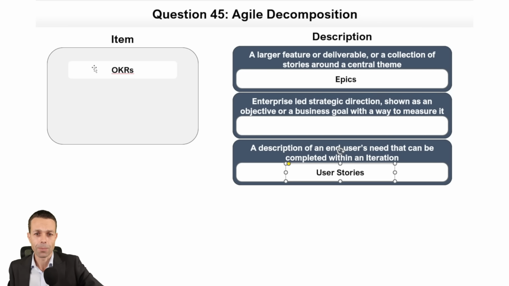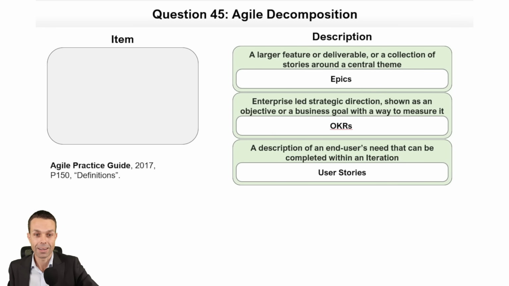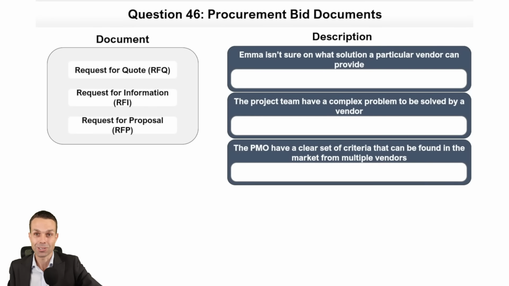But what's an OKR? That is an objective and a key result. An enterprise-led strategic direction, that's our objective, shown as a business goal, with a way to measure it, that is our key result, OKRs. Let's have a look. And there we are, fantastic stuff. Agile Practice Guide, page 150 under definitions. And we're also just over halfway through this little section. Well done. Keep going, guys.